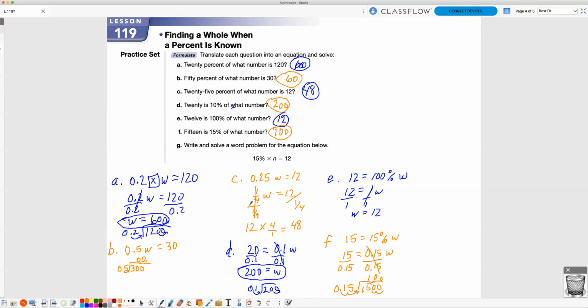And then letter G, write and solve a word problem for the equation below. So in this case, if you've got 15% times an unknown equals 12, the word problem might simply be 15% of, remember this is of, so we're just kind of working backwards here. So we've got 15% of what number, and then we've got an equal sign there, is 12. So that would be our word problem for letter G.